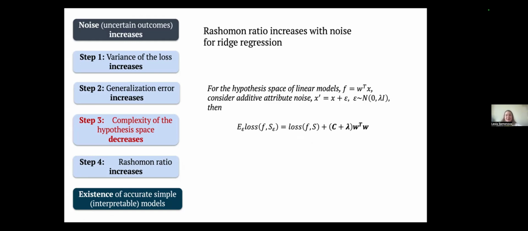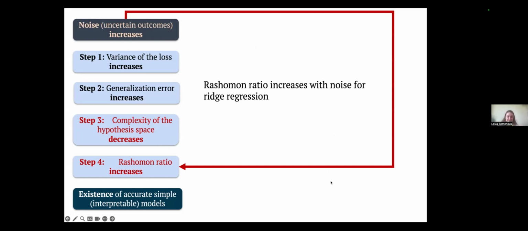Great. So we now see that we started with additive attribute noise and we ended up directly in that step 3. I also verified that for least squares and ridge regression, both step 1 and step 2 happen theoretically. Interestingly, the next step for ridge regression is that the Rashomon ratio over smaller amounts of noise will be smaller than the Rashomon ratio over larger amounts of noise. Meaning that more noise gives more regularization and a larger Rashomon ratio, which goes directly from my noise to my increase in the Rashomon ratio and validates this whole path.